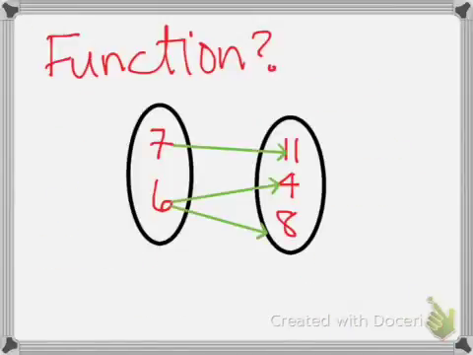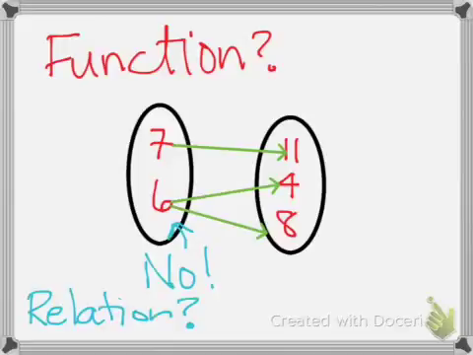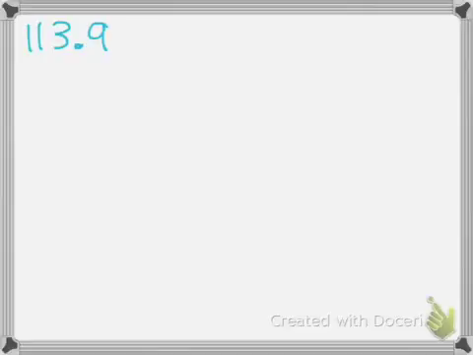And let's try another example. Is this a function? We have 6 mapping to 4 and to 8. So for our input, we have more than one output. So no. Is it a relation? Yes. You can have more than one output in a relation.